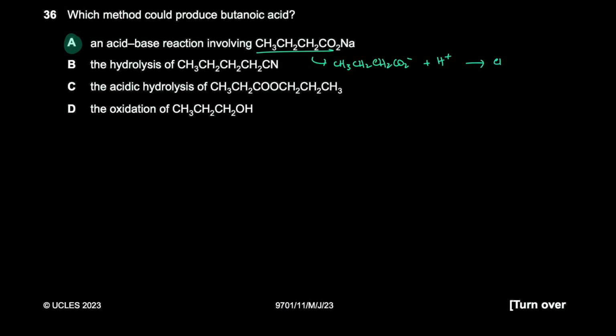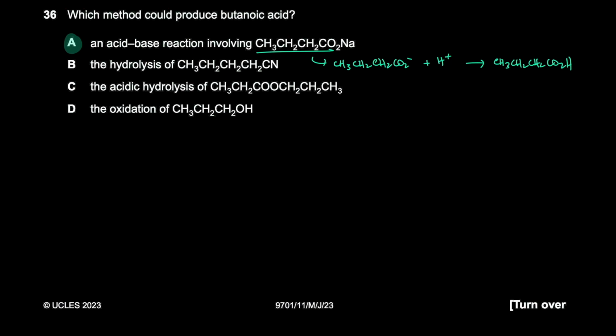You get CH3, CH2, CH2, and then CO2H. Okay, so this is an acid-base reaction. This butanoate is a base. It's a proton acceptor. We have an acid, right? So we have an acid-base reaction that gives you butanoic acid.